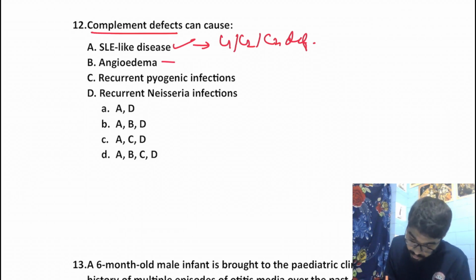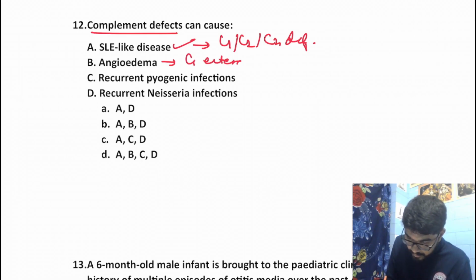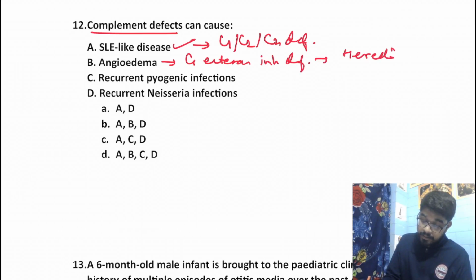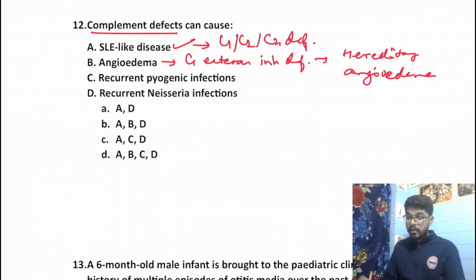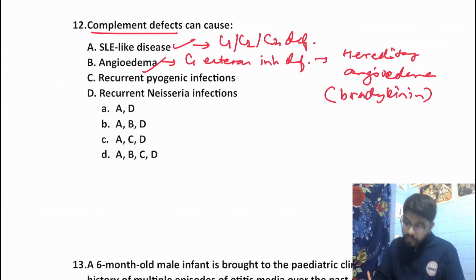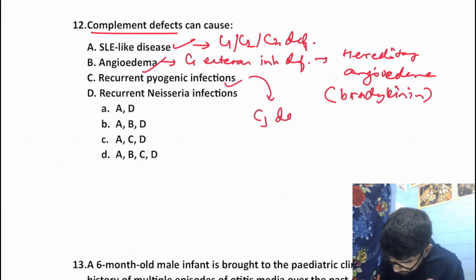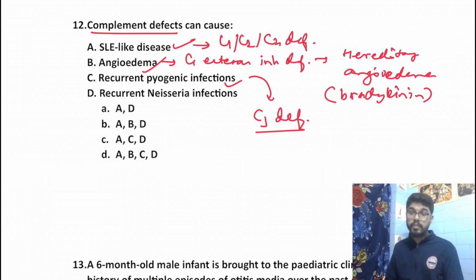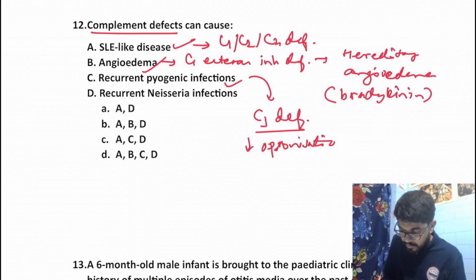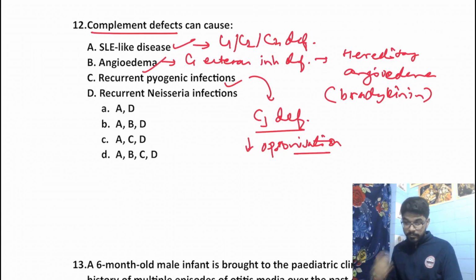Okay. Angioedema, yes. C1 esterase inhibitor deficiency can cause hereditary angioedema, right? And this is mediated by bradykinin. So that's also a correct statement. Recurrent pyogenic infection, yes, this is also seen because of C3 deficiency. In C3 deficiency, C3 is an opsonin, right? So there would be decreased opsonization. And opsonization is a very important step to prevent pyogenic infection. That's why we can get recurrent pyogenic infections.